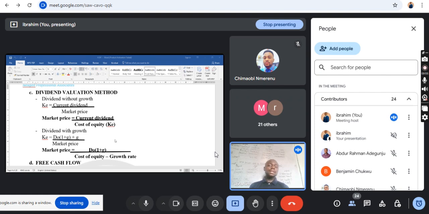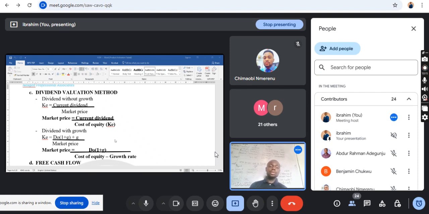Equals current dividend divided by market price. So you still make the market price the subject of the formula. You have the market price equals the current dividend divided by the cost of equity. That is the market price.